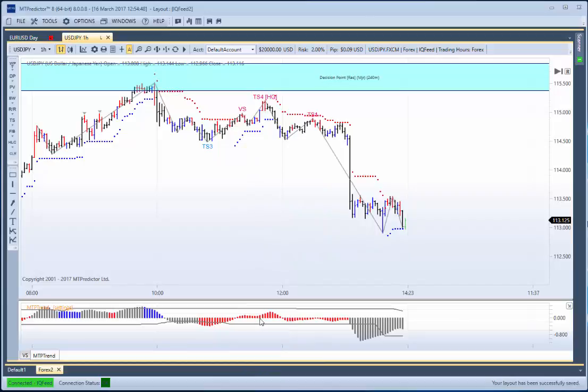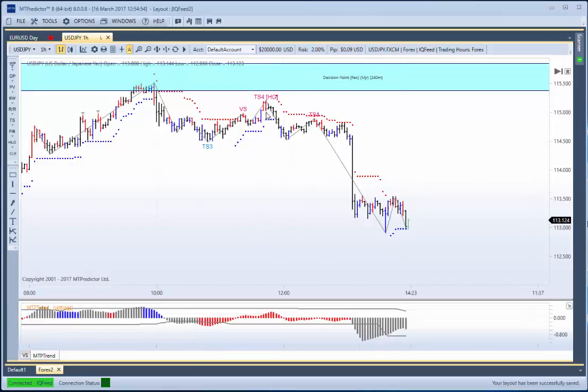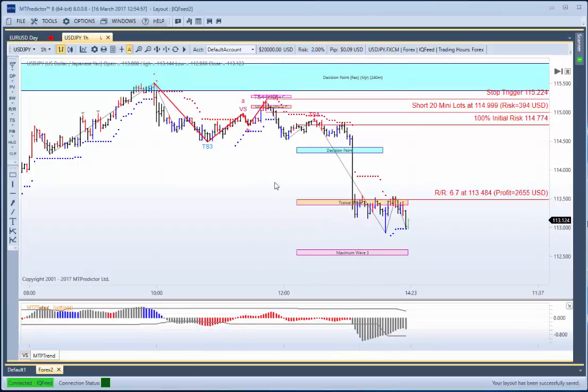We're then looking for a strong wave 3 kind of decline, which is exactly what unfolded. This all unfolded where the MTP trend was red as well, so it gave you permission to take that on the downside. Let's right mouse click here, do the analysis. You see the market came down, and at that level it would have been a plus 6.7 hour profit.